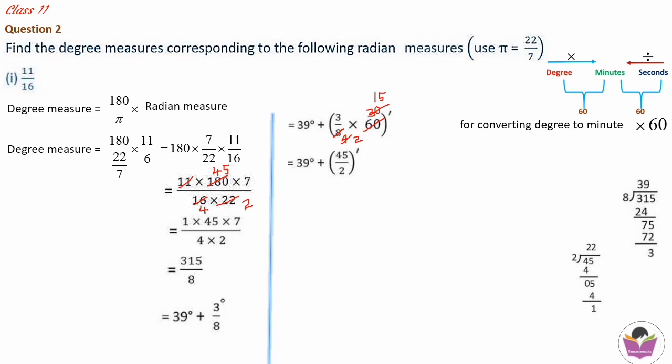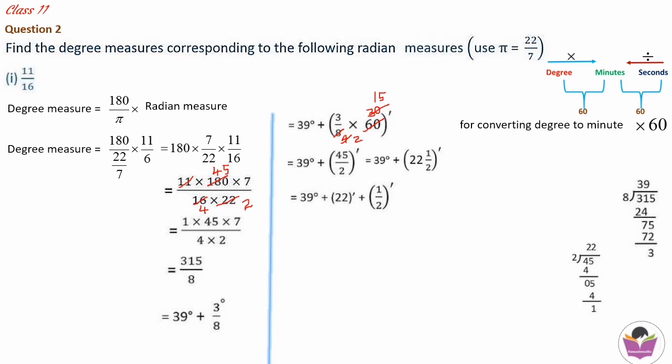Now 45 and 2 we can divide. Dividing 45 by 2, directly we can also write 22 and a half is the answer. Or else, 2 2s are 4, then there is no balance here, 0 is the remainder. Then 5 you have to bring down. Then 2 2s are 4, remainder is 1. So we'll be getting 22 1 by 2, 22 and a half. That we will be writing here: 39 plus 22 and a half minutes.